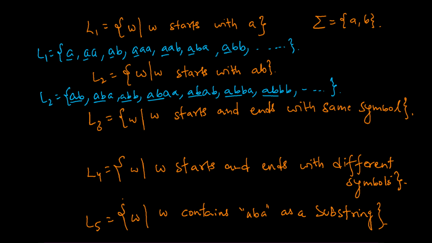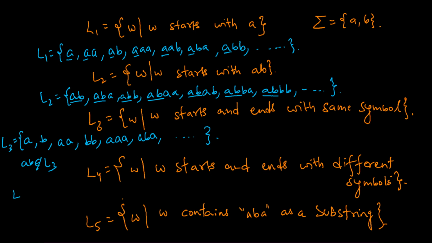Here W starts and ends with the same symbol, which means L3 strings start with A and end with A, or start with B and end with B. AB does not belong to L3. A alone can belong to L3, and so on. You will find infinite strings that belong to L3.